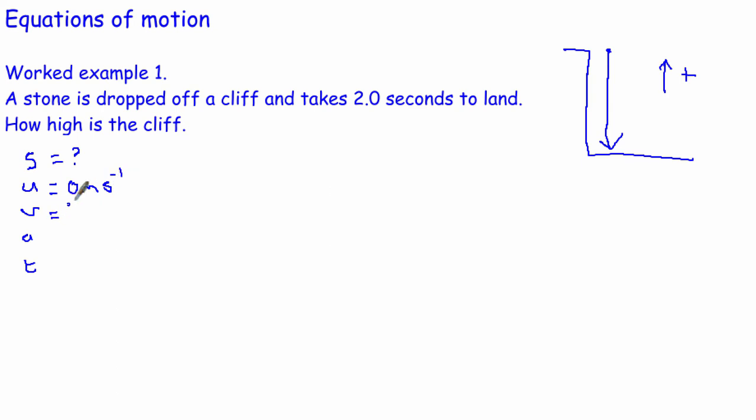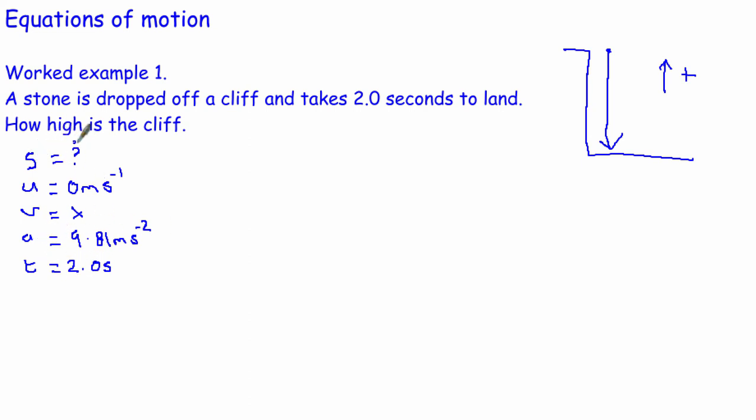Do I know its final velocity? No, I'm not told that in the question. Do I really need to? Probably not. So that is the thing that I don't really need to know. Acceleration, because it's falling down, I definitely know the acceleration because it's falling under gravity. So that's 9.81 meters per second squared. And the time I'm given in the question is 2 seconds. So what I've got is 3 things that I know: the initial velocity, the acceleration, the time, and I want to know the displacement.